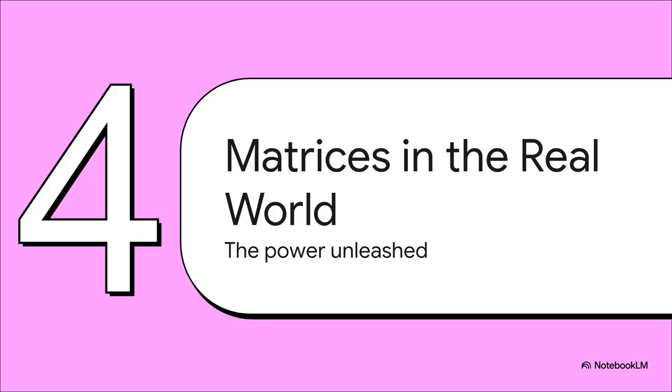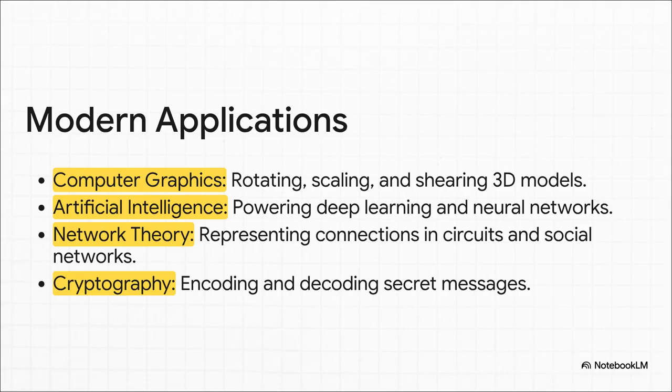So, now that we've bridged that gap, let's see what this dual identity unleashes in the real world. This is where the power really comes from. I mean, just look at this stuff. Computer graphics, every time you see a character run or an object rotate in a video game, that's matrices at work. Artificial intelligence, the neural networks powering AI, are basically just massive chains of matrix calculations. They're everywhere, from mapping out social networks to describing the physics of quantum computing.